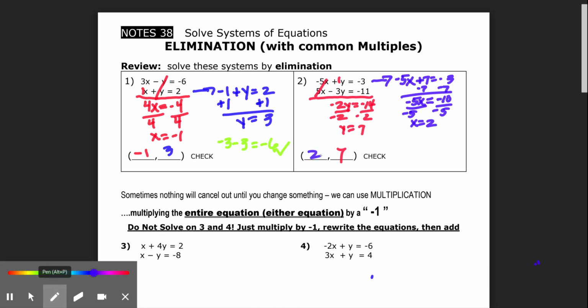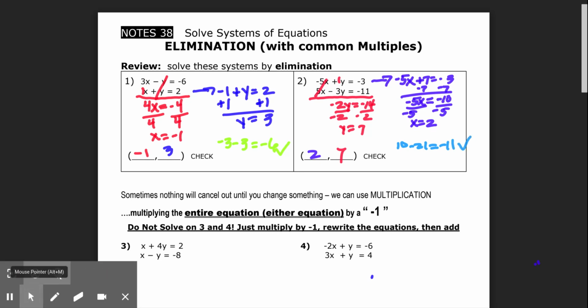So then we can check this. All right, so let's go ahead and just use the bottom one. So 5 times 2 is 10, minus 3 times 7 is negative 21. So is 10 minus 21 negative 11? Yes, it is. So it checks out just fine.